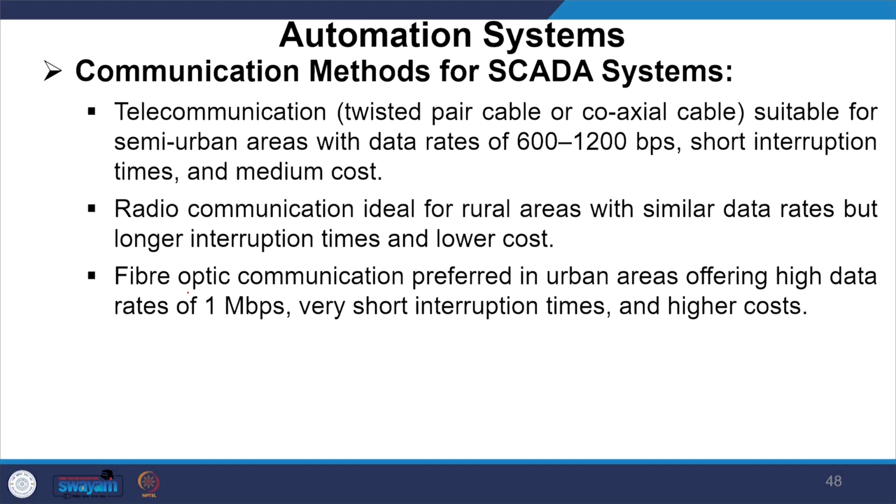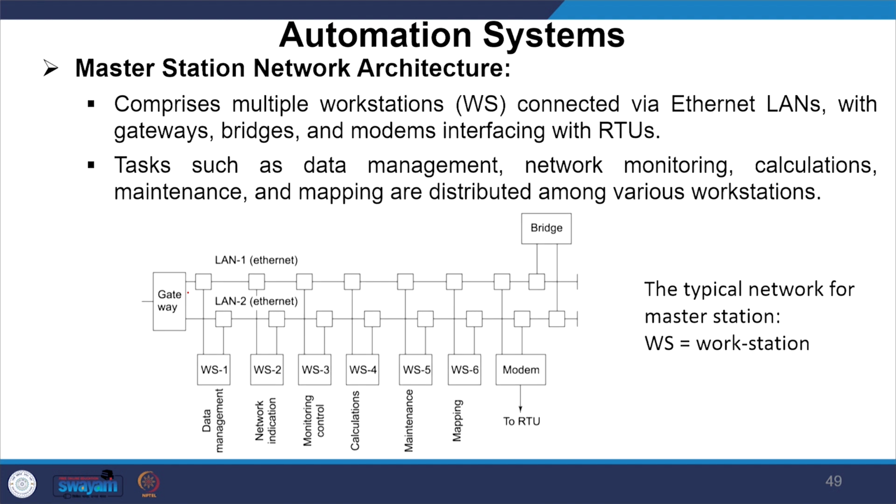Telecommunication, that is twisted pair cable or coaxial cable, suitable for semi-urban areas with data rates of 600 to 1200 bps, short interruption times and medium cost. Radio communication, ideal for rural areas with similar data rates but longer interruption times and lower cost. Fiber optic communication, preferred in urban areas, offering high data rates of 1 Mbps, very short interruption times and higher cost.